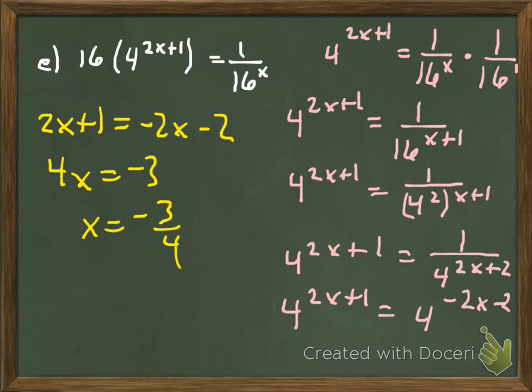Alright, so as long as you can make each side of the equation a power of the same base as it was with 4 here, then you're going to be able to solve an exponential equation. There are certainly instances where that's not possible, and we'll learn how to take care of those later on in the chapter.